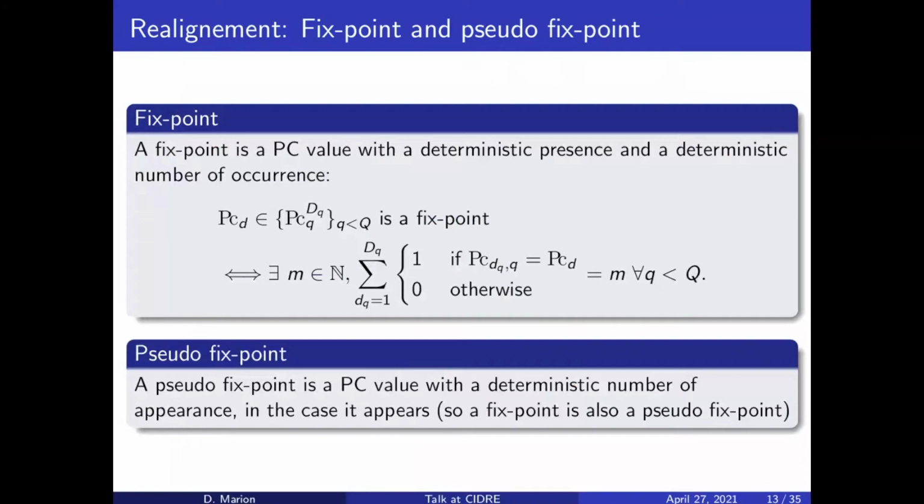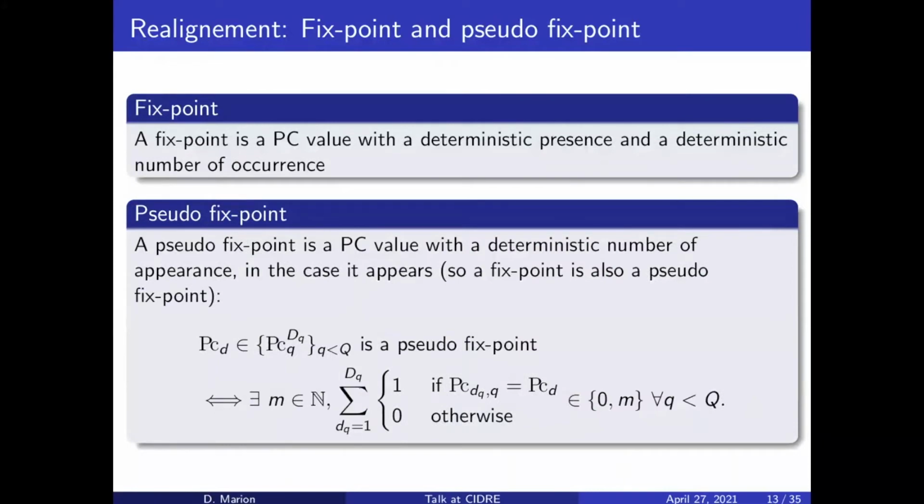So for this, we'll need to introduce two definitions. The first one is the fixed point. A fixed point is a point that appears a fixed number of times in all the traces. So a PC that appears m times in all the traces is a fixed point, where m is an integer. It could appear once, twice, or multiple times, but for all the traces the number of times it appears is the same. We also introduce the pseudo fixed point: a fixed point is a pseudo fixed point, but not the contrary. A pseudo fixed point is a PC that will appear m times or not. It means if this PC appears, we know how many times it will appear, but it can also not appear in the trace. And we will use these two definitions to resynchronize our traces.